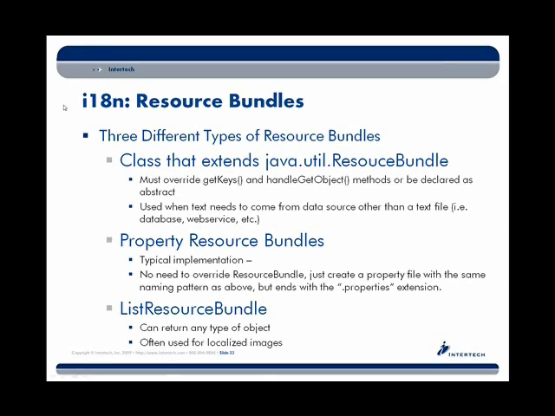A second type of resource bundle that we'll look at is a property resource bundle. This is the typical implementation that you see. You don't need to override ResourceBundle. In fact, you don't need to create a special class. You will just create a property file that uses the same resource bundle naming pattern as above, which is you choose a base name and append a locale to it. The only difference is that now it will end with the .properties extension. And then we'll take a look at a property resource bundle coming up, but it's really just name value pairs, just what you'd expect in a property file.